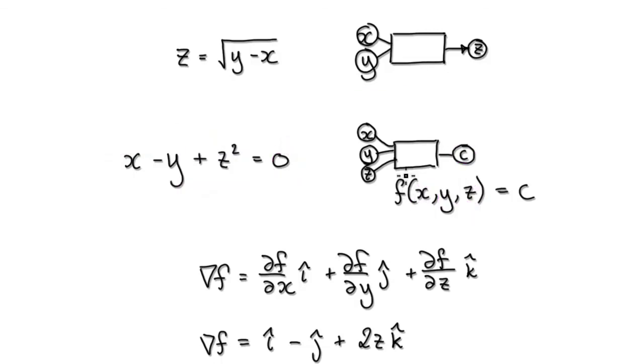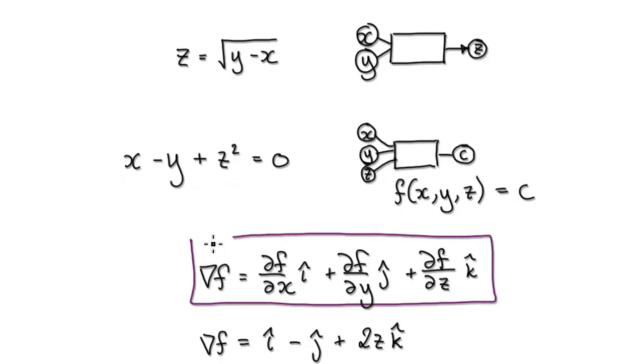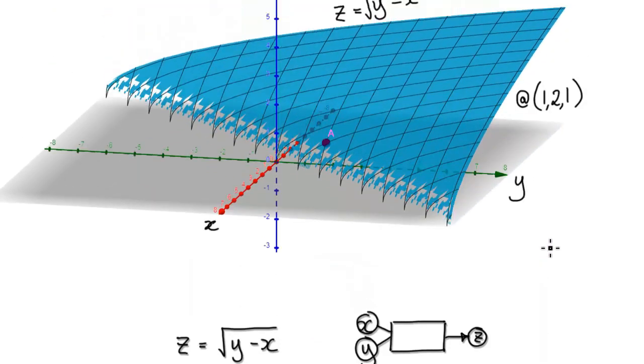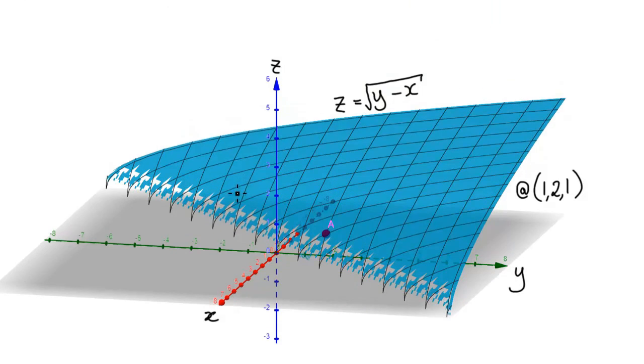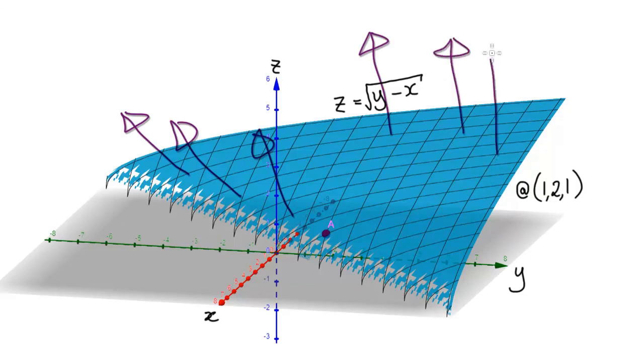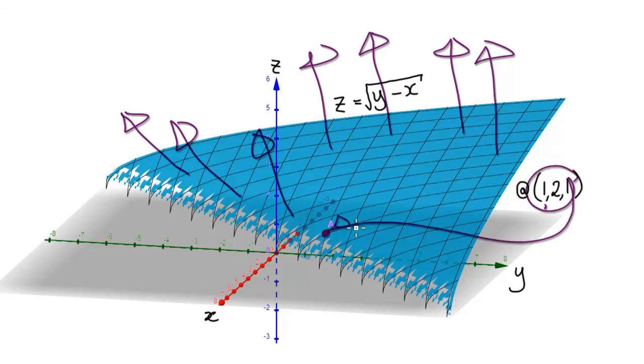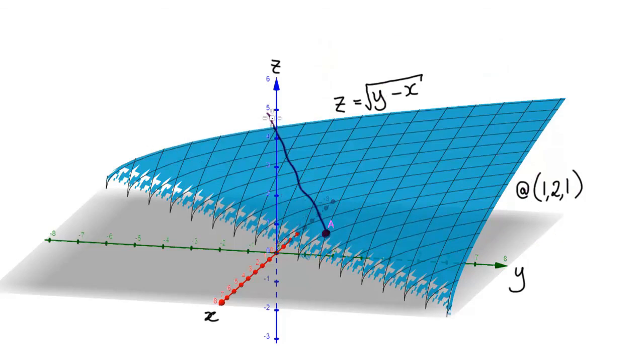So get into this form, and once you're in this form, work out grad f. Remember, grad f is given by this, and you should know this by now. Once you've worked out grad f, it gives you the ability to work out all the vectors that shoot straight out of the surface. But you want to evaluate grad f right at this point. So you just want this vector here.